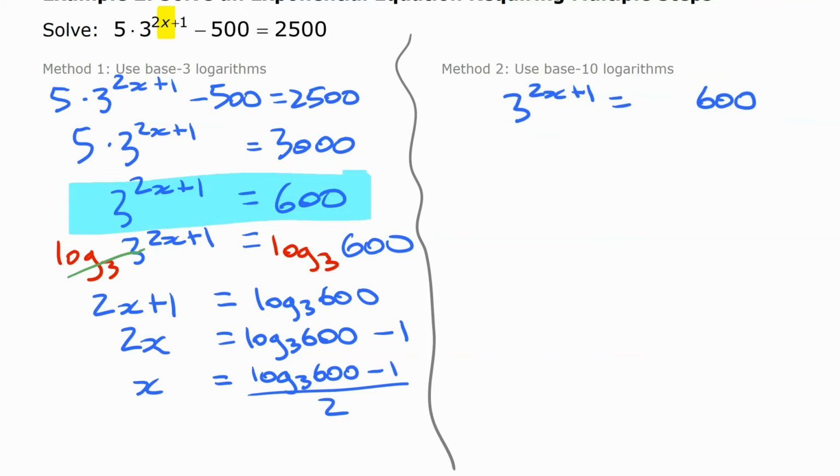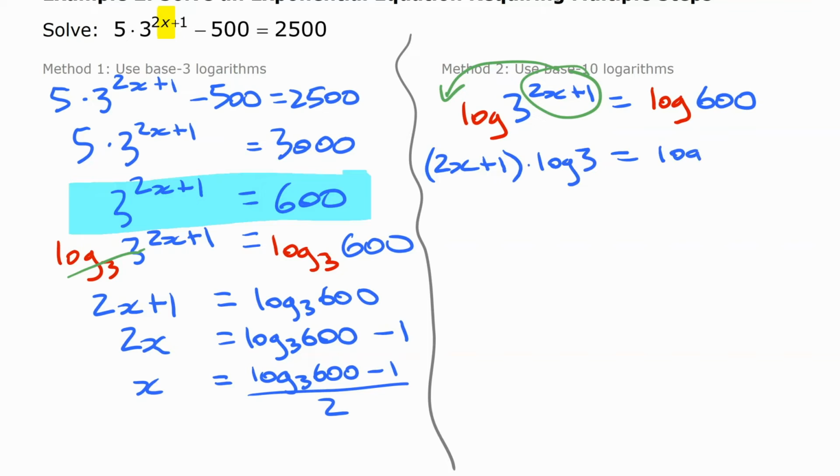Now for this, we're not going to use base 3 logarithms, we're going to use base 10 logarithms, so we're just going to take the base 10 common log of both sides. And again, that doesn't allow us to cancel this because those are different things, log base 10 of 3 to the power of something. But what we can do then is this exponent can come out in front here. Now since that exponent has 2 terms in it, I'm going to have to use some brackets here and write (2x + 1) times log of 3. And that's going to be equal to log of 600.